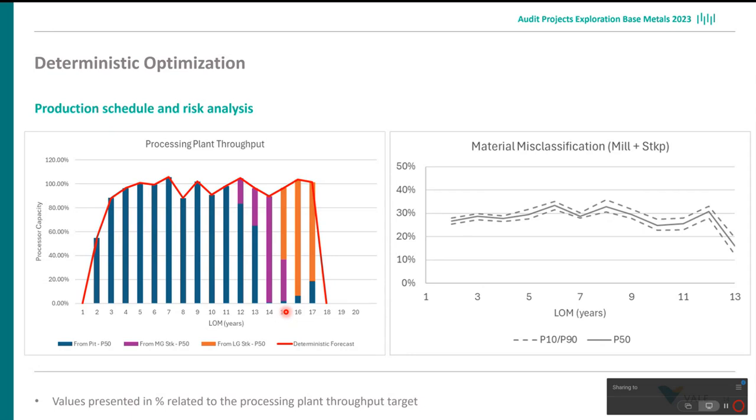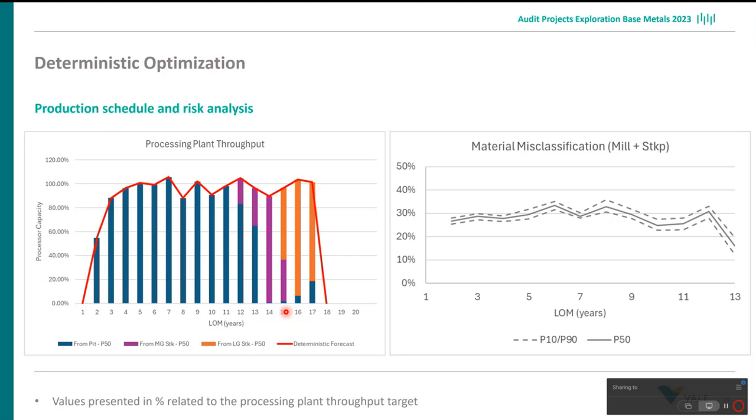But what we also saw, so we took the schedule that we received from the deterministic approach, and we fixed the decisions. So this block is going to this destination and so on. But what we evaluated afterwards was that there was some misclassification given the grade strategy. And so here I combined the results of both the mill and the stockpiles, and there is a misclassification at around 30% of the mill feed.